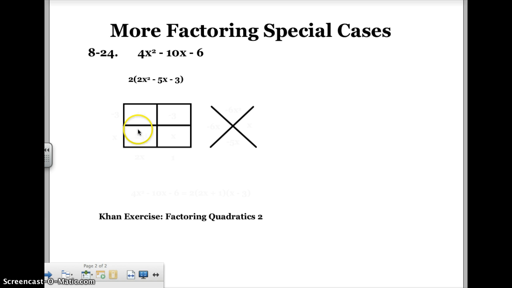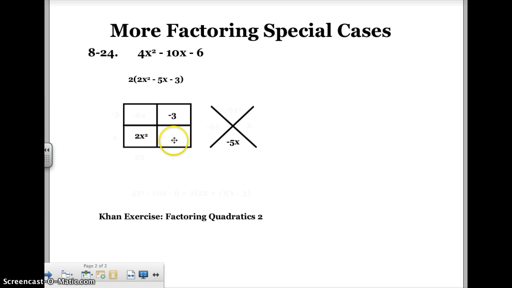So my bottom left hand corner of my generic rectangle, I'm going to put a 2x squared there because I have 2x squared inside that parentheses. And similarly, I'm going to put a negative 3 up in my upper right hand corner. Now these two boxes have to add up to the middle part of my quadratic in standard form when it's written as a sum. So it's got to add up to negative 5. So let's go ahead and put that negative 5x down there. I guess it's negative 5x, not negative 5. It's got to add up to negative 5x.